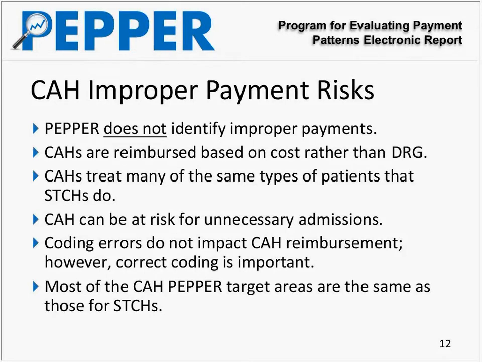The primary difference is that critical access hospitals are reimbursed based on cost rather than prospectively through the Inpatient Prospective Payment System, DRG system model. Also, critical access hospitals tend to have a shorter length of stay because they're limited to an overall average length of stay of 96 hours. Now, with all that being said, critical access hospitals are still at risk for medically unnecessary admissions. And although DRG coding errors don't impact the critical access hospital's reimbursement, correct coding is still important, and that's why we have continued to include these target areas, the ones that are focused on coding-related issues, in the PEPR.